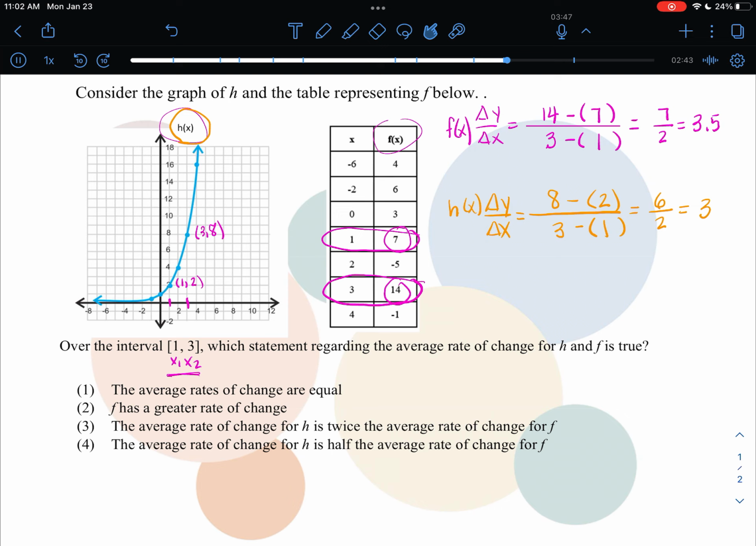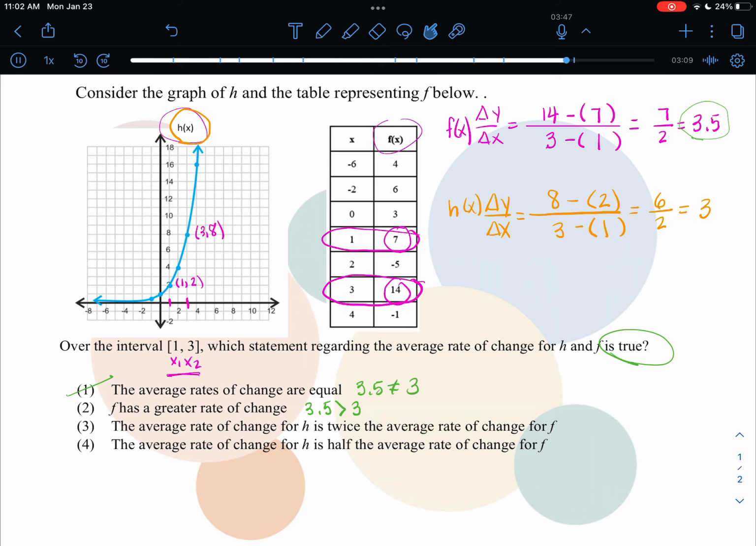Now that I have my rate of change values, I'm going to read through the statements and see which of them is true. The average rates of change are equal. I know number 1 is not true because 3.5 does not equal 3. F has a greater rate of change. That in fact does seem to be true because 3.5 is greater than 3.